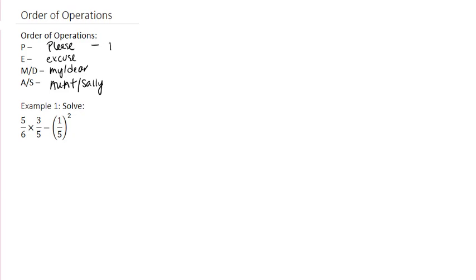So the P stands for parentheses. The E is for exponents. And then we have multiply, divide. And then lastly, add and subtract.